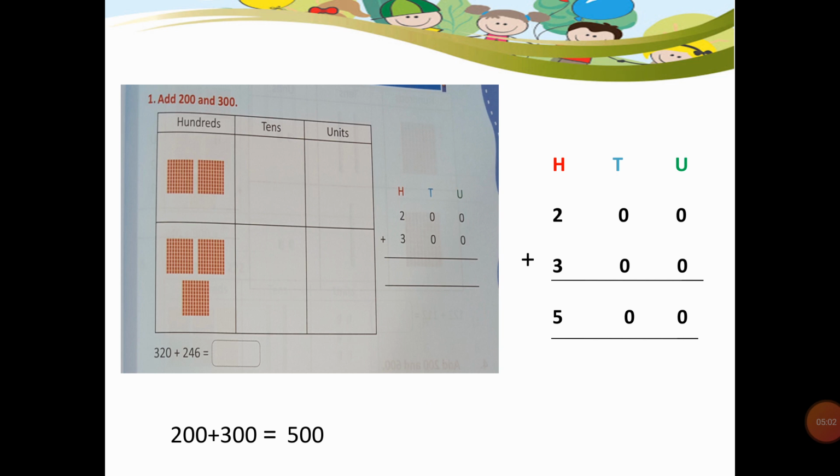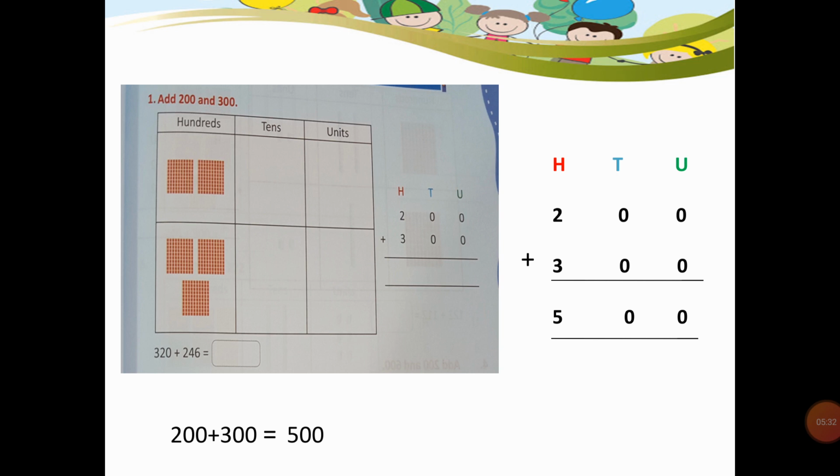Okay students, now we are going to solve the questions from your book page number 33. We will start doing question number 1. So students, here they are asking us to add 200 and 300. Let's see the place value of 200. We are going to form a sum of it. Here in 200 we have 2 blocks of hundreds. So we will write 2 in the hundreds column.